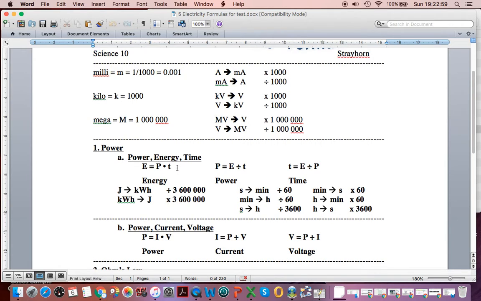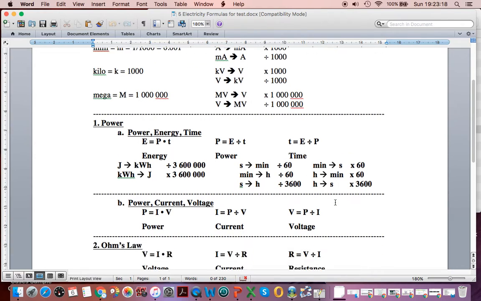to be in hours. If you know your answer in joules and want to get to kilowatt hours, you're going to bigger units, therefore you divide by 3.6 million. And if you're going from kilowatt hours to joules, you multiply by 3.6 million. These are all conversions you should know from math for converting for time.